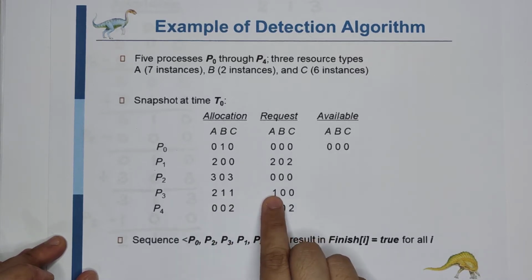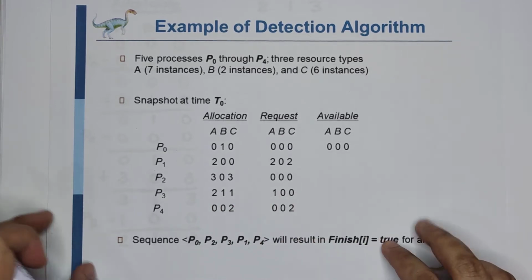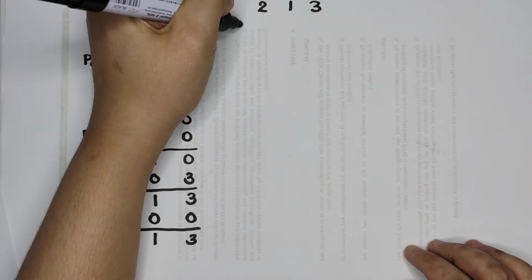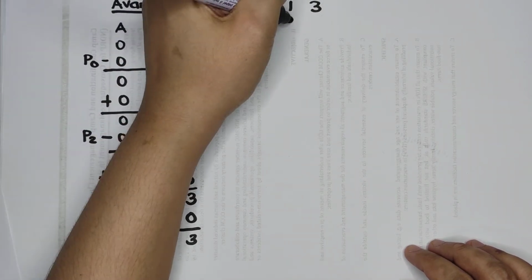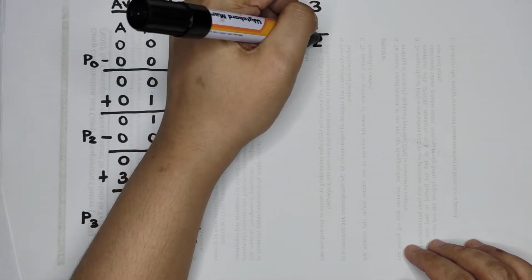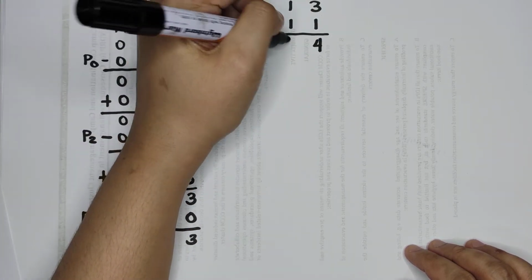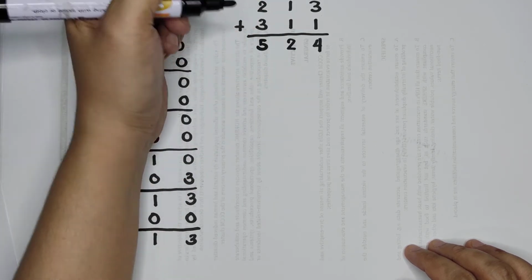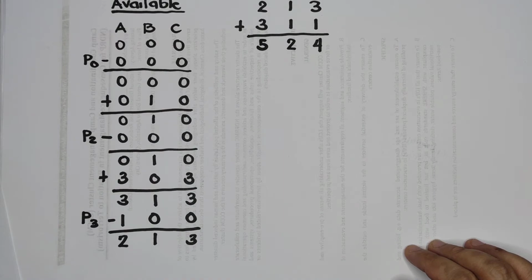So 2 plus 1 is 3, then 1 plus 0 is 1, 1 plus 0 is 1. So we have to return 3, 1, 1. Okay, so we have plus 3, 1, 1. So we have 4, then 1 plus 1 is 2, and then 2 plus 3 is 5. So we already have 5, 2, 4.